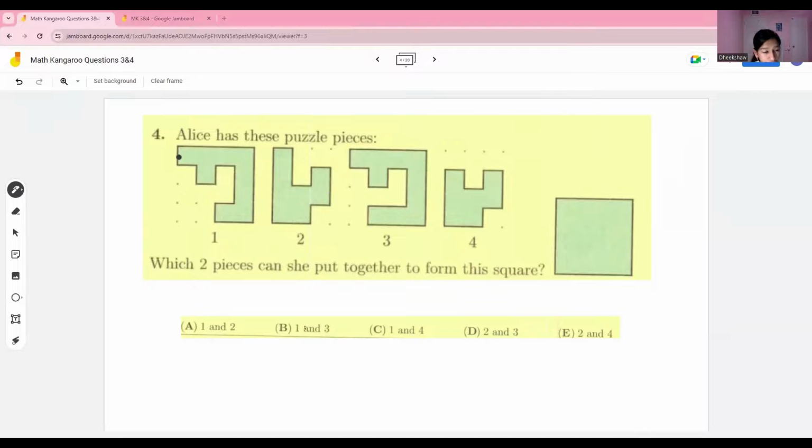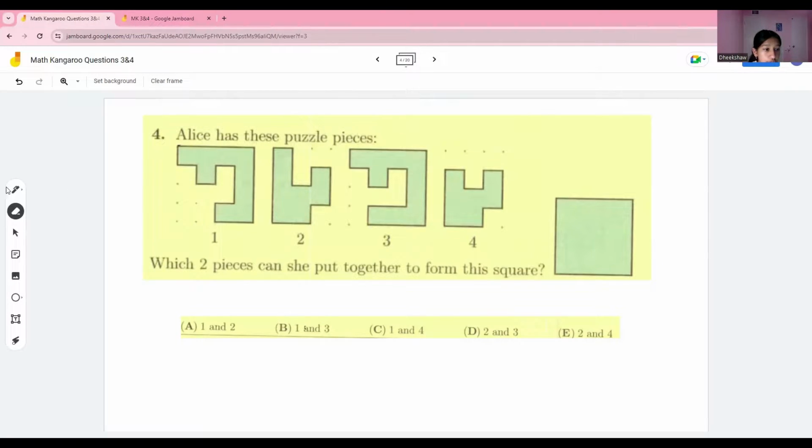So 1 and 2. If we put figure 2 on top of figure 1, like so, I'm drawing it so you guys can see better. We can see that it's almost perfect, except for this area of overlap right here. Figure 2 overlapped this unit over here, which is why 1 and 2 cannot be an answer.